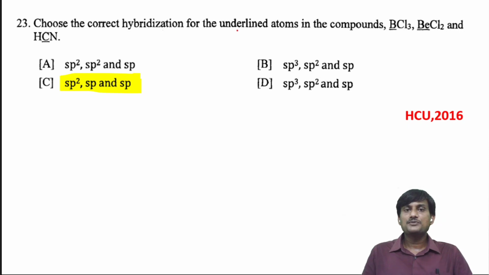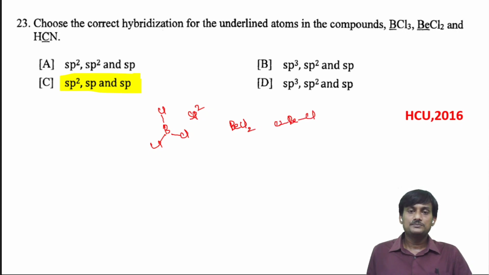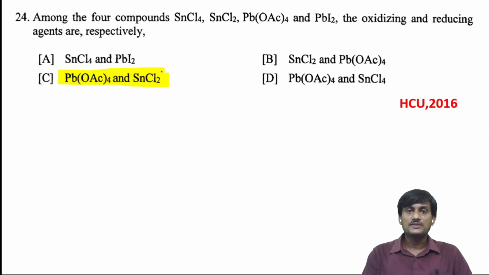Choose the correct hybridization for the underlined atoms in the compounds. In BCl3, we know the structure of BCl3. It's trigonal planar and the hybridization is sp2. BeCl2 is linear and the hybridization is sp. In SCN, the carbon has 2 pi bonds, so the hybridization will be sp. So what is the correct option? sp2, sp and sp is the correct option.